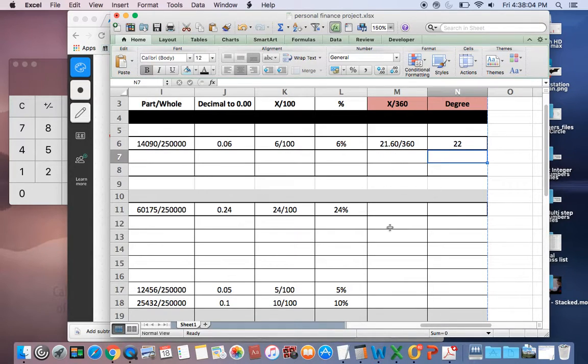86.4 out of 360. Okay? Next number after the decimal is a 4. It's less than 5. This is going to be 86 degrees. Finish that up, and that's the work.